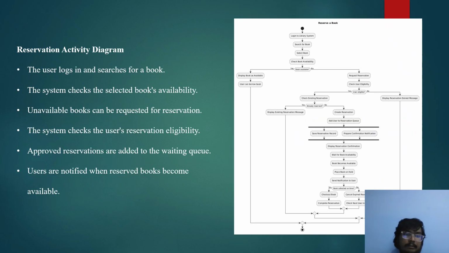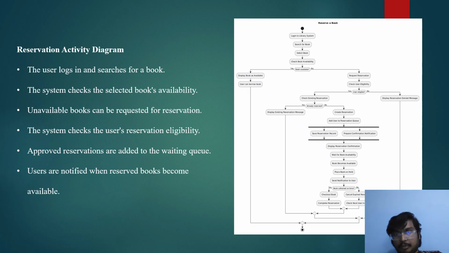After that, the reservation activity diagram. Here the user logs in and searches for a book, and the system checks whether the selected book is available or not. If it is unavailable, you can request a reservation. Then the system checks the user's reservation eligibility, approves the reservation, and adds them to the waiting queue. Users are notified when the book becomes available. So here is the diagram.